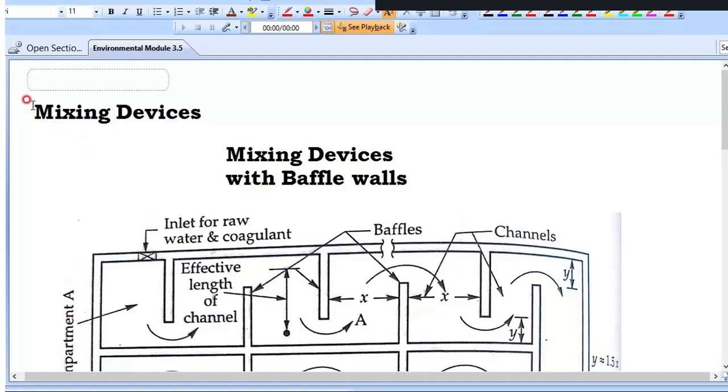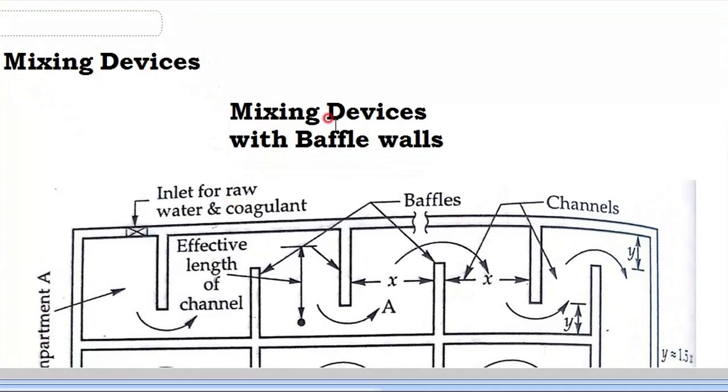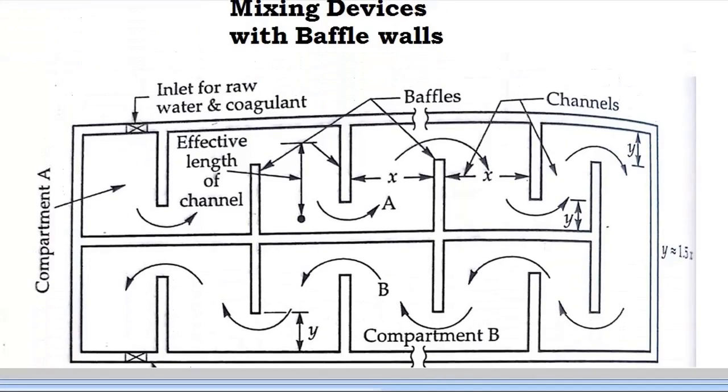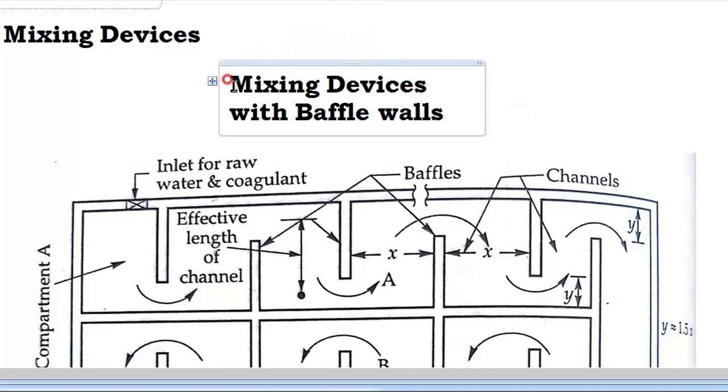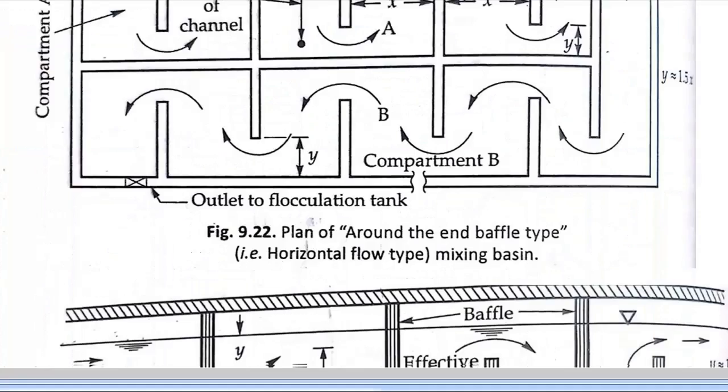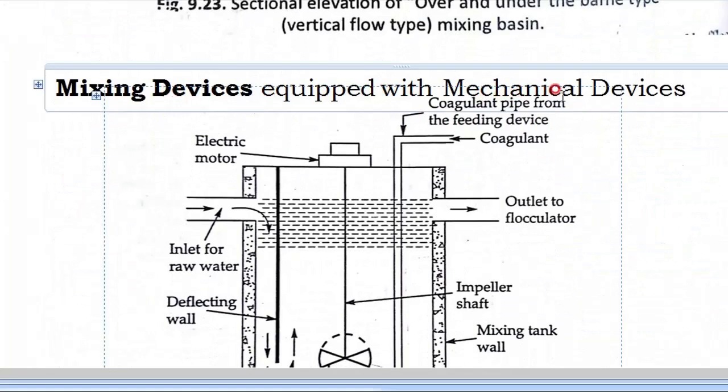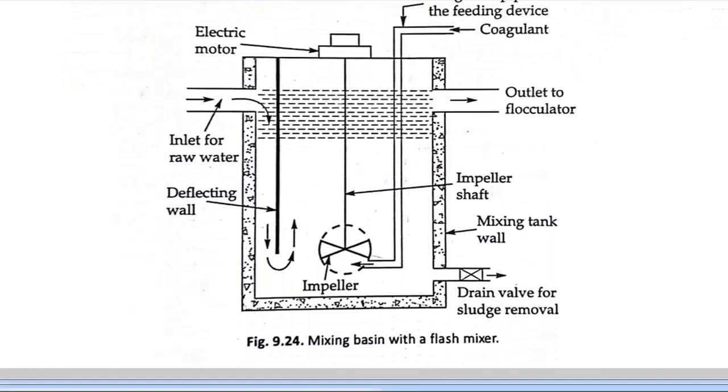Now we are understanding the mixing device and how the arrangement will be there. Mixing device means we don't have any mixer here. We have two types of mixing device. The first one is a mixing device with baffle walls, and the second one is a mixing device equipped with a mechanical device. Mechanical device understanding is very easy. Just go through this one.